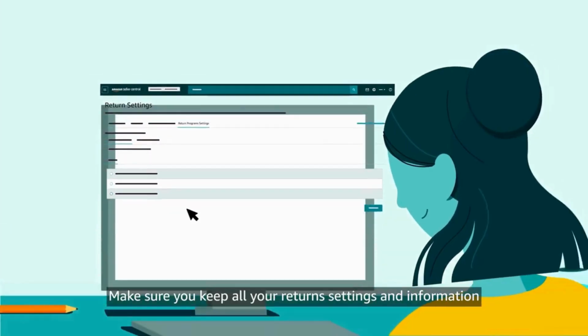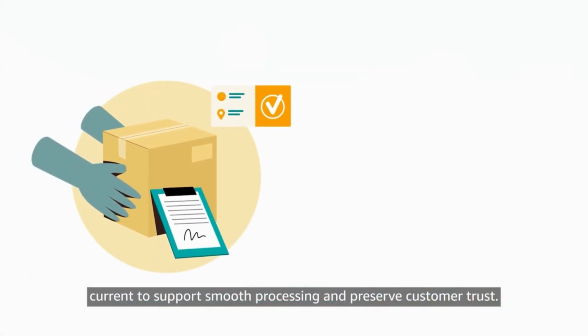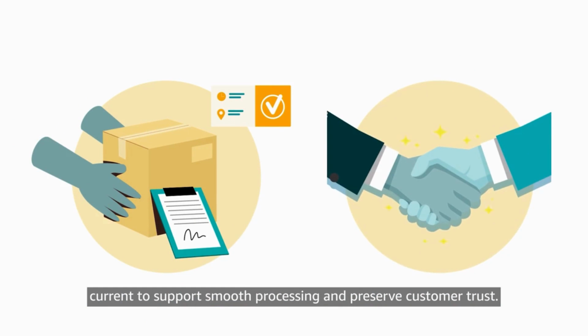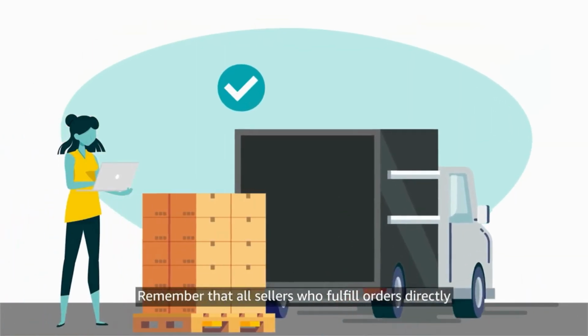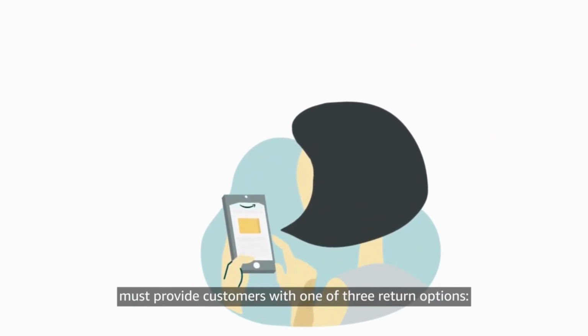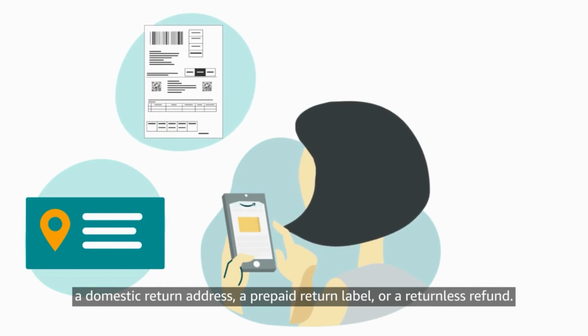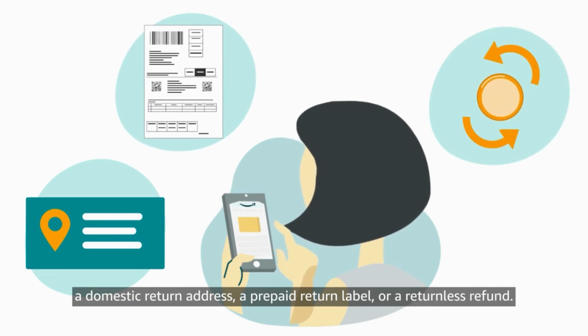Make sure you keep all your return settings and information current to support smooth processing and preserve customer trust. Remember that all sellers who fulfill orders directly must provide customers with one of 3 return options: a domestic return address, a prepaid return label, or a returnless refund.